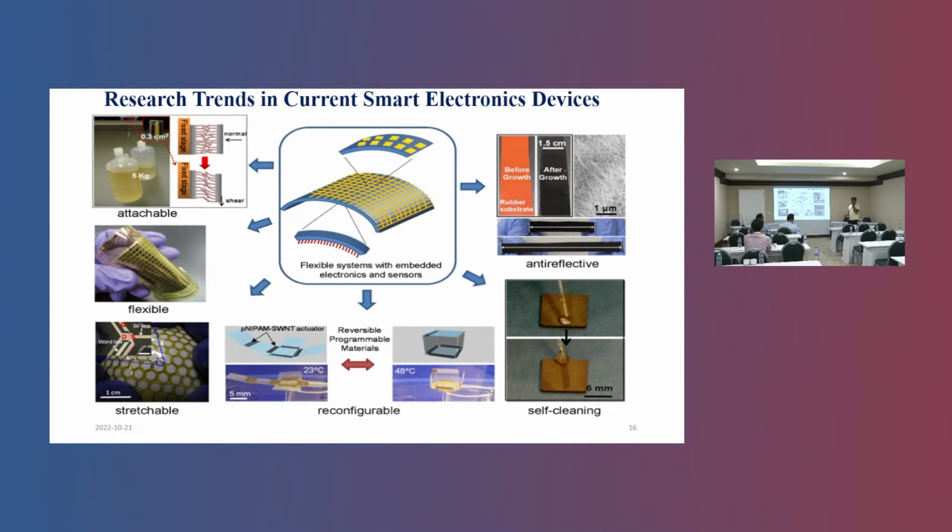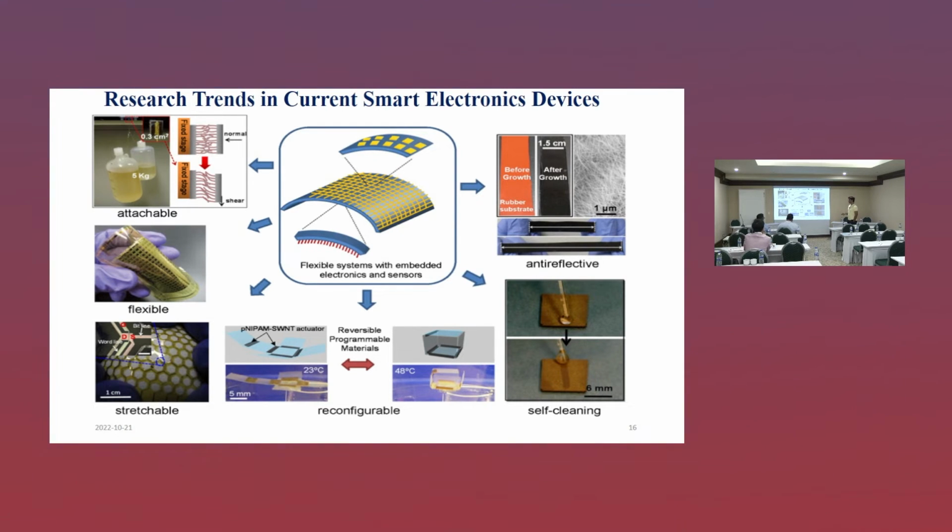Okay, so now I will go to another application after the battery. As I said, I will discuss two things: one is the battery, another one is the reconfigurable display. But before going to that area, I would like to highlight the research trends in current smart electronic devices. What people are trying to achieve is that they should be flexible. Maybe pretty soon you will see a flexible phone, all displays bendable, rollable, all those things.